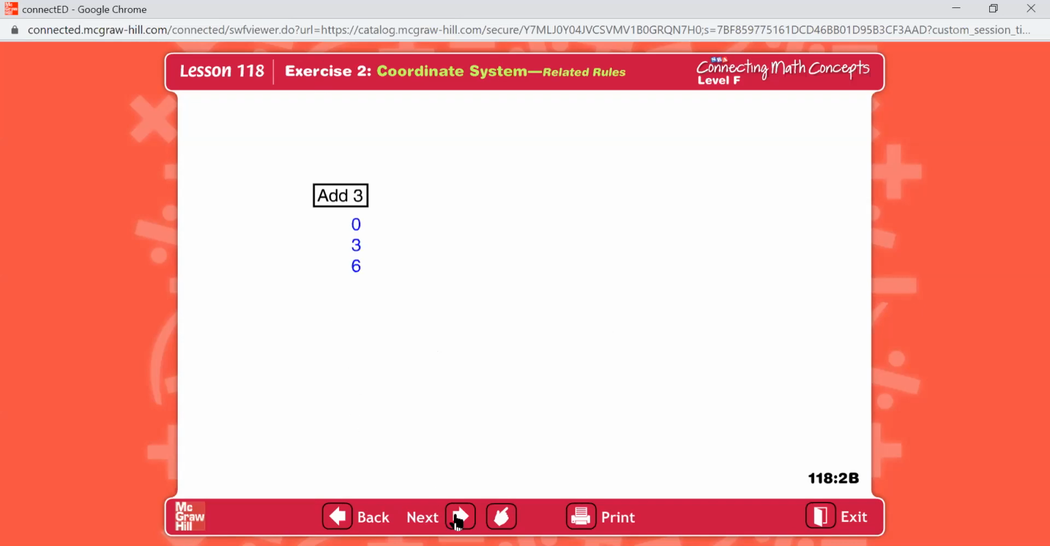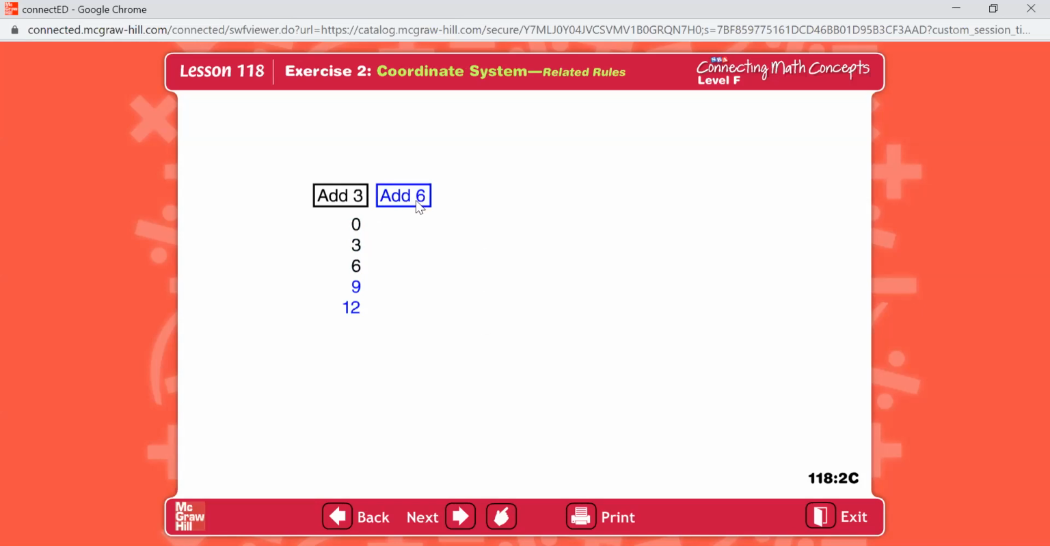Here are the first numbers for that rule if we start at 0. 0, 3, 6. Each time we're adding 3. The next number would be 9. After that would come 12.